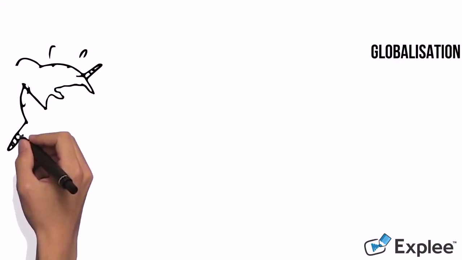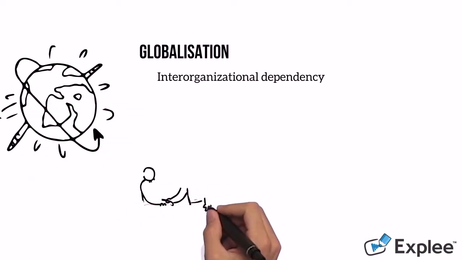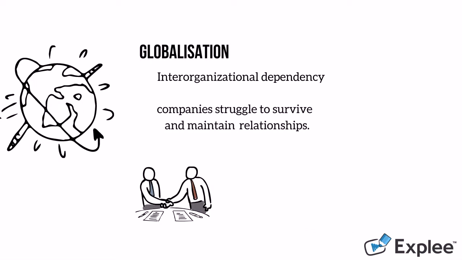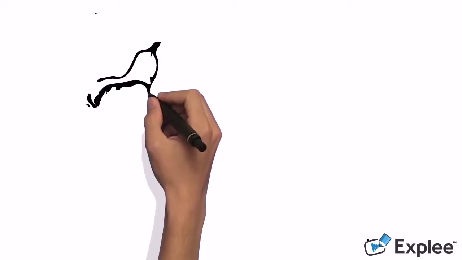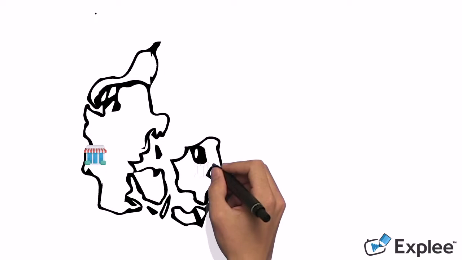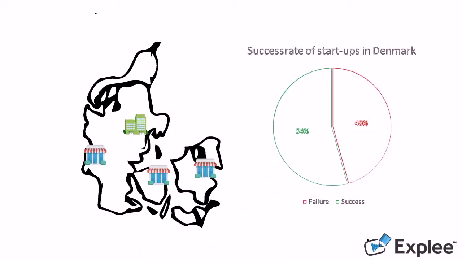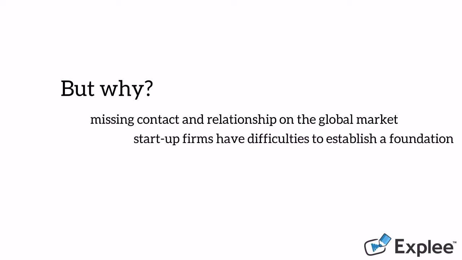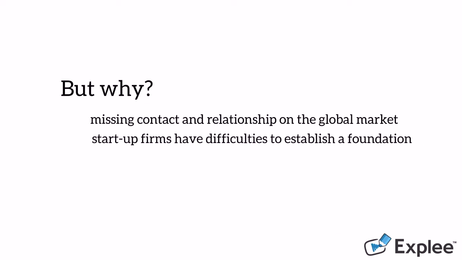As the world is globalizing and dependency on suppliers and interorganizational relationships is increasing, companies struggle to survive and establish as well as maintain interorganizational relationships. As an example, Denmark is among many countries who value and encourage people to make startup companies. Yet facts show that in Denmark only 45.7% survive for more than 3 years. One of the reasons is missing contact and relationship on the global market, which means that especially startup firms have difficulties to establish a foundation.